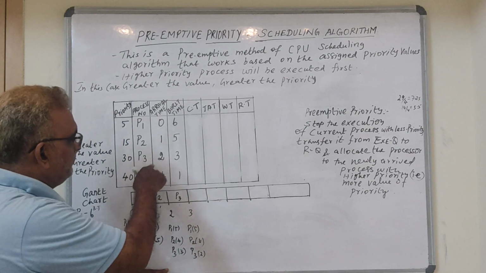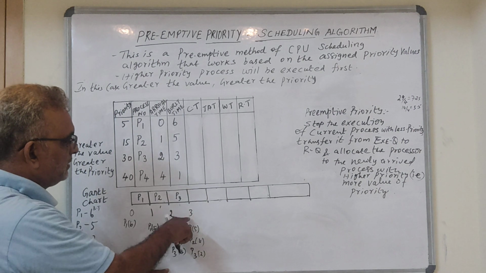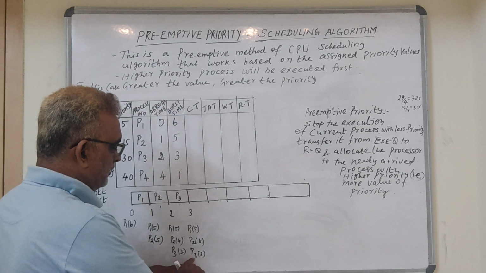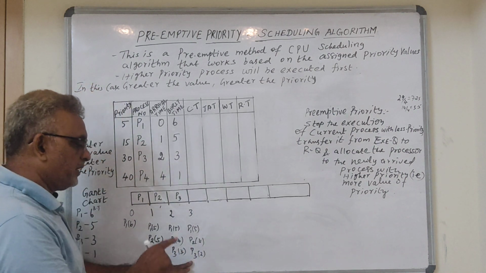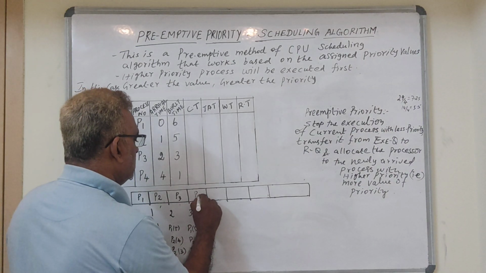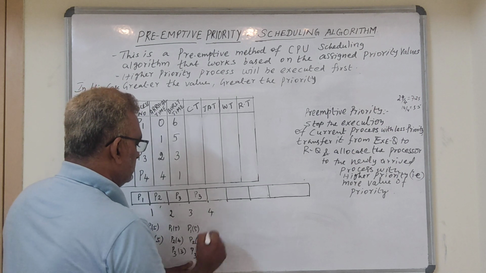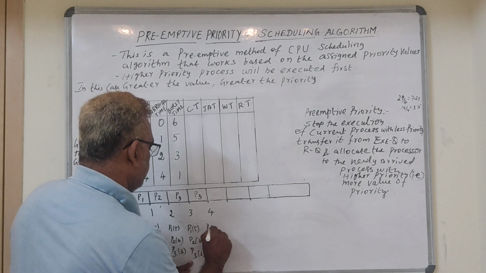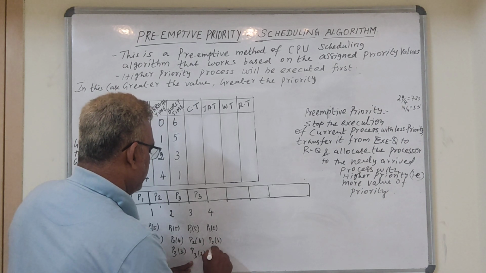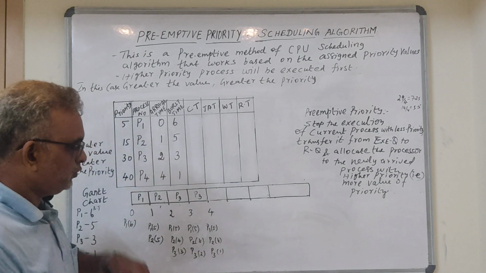Check at time 3 whether any other process has arrived. No process arrived at time 3. So the currently available process, P3 with the higher priority, will continue the execution for another 1 millisecond. At 4, the new list is P1 with 5 milliseconds, P2 with 4 milliseconds and P3 with 1 millisecond. So this is the new ready queue.